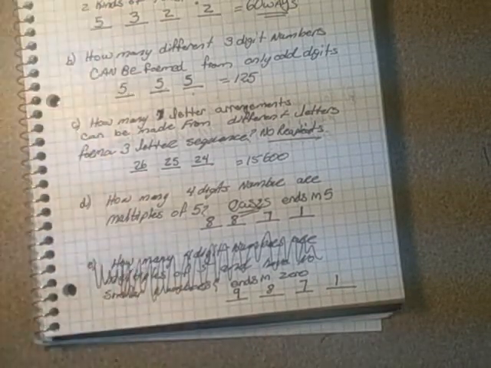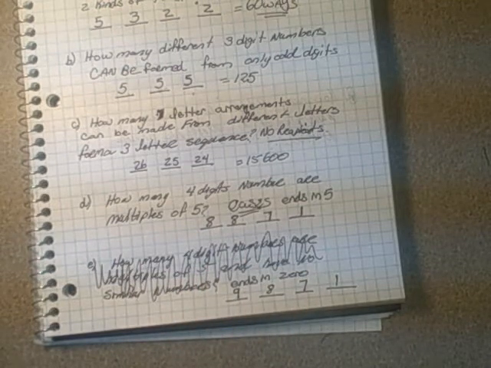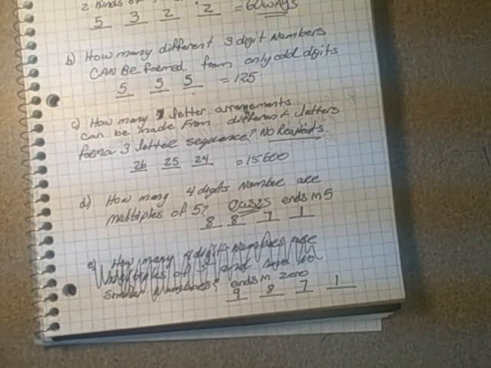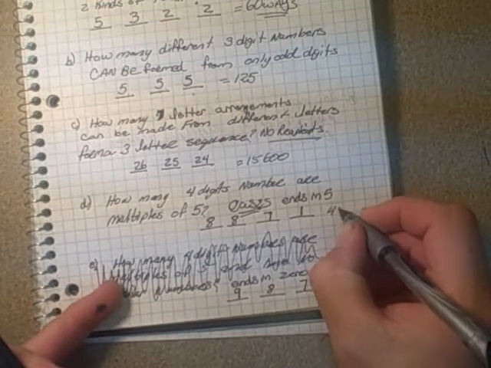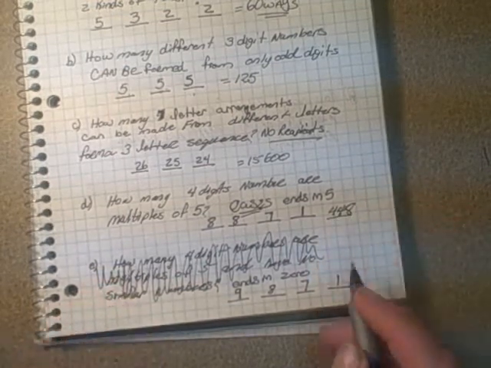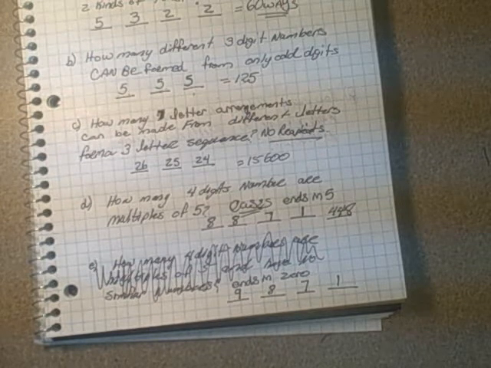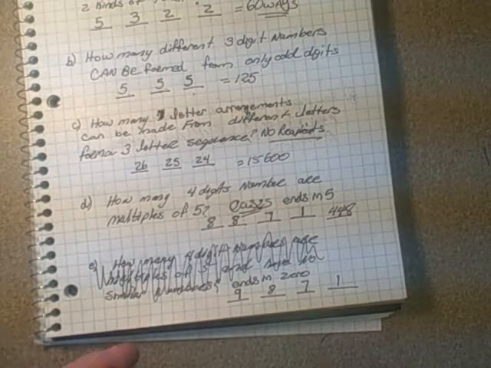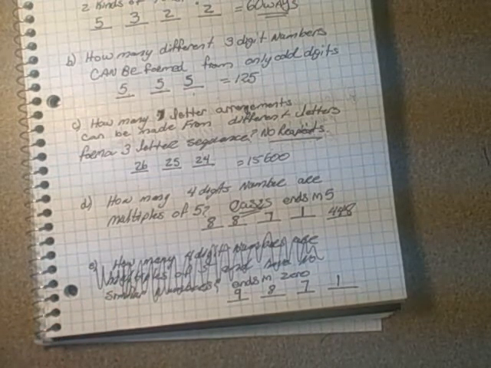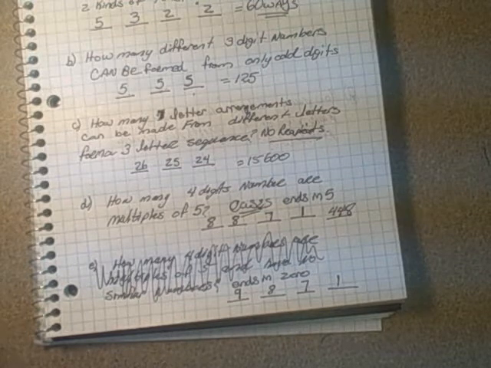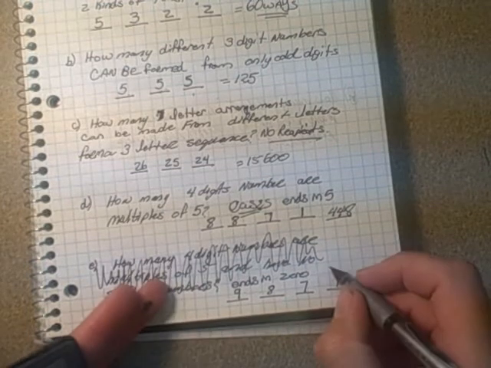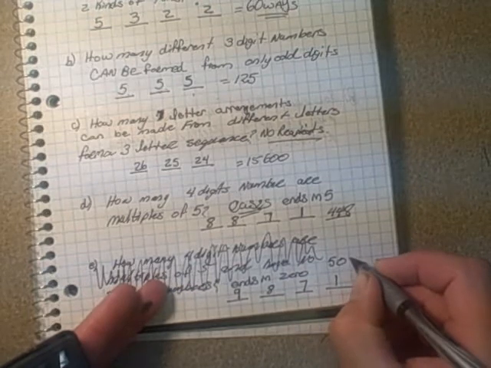So if we multiply those two cases together, then add them, we'll get our total possibilities. So 8 times 8 times 7 times 1 is 448 possibilities ending in 5. Okay. And 9 times 8 times 7 times 1, we get 500. Let me do that again. I think I pushed the wrong button. 504 cases ending in 0.